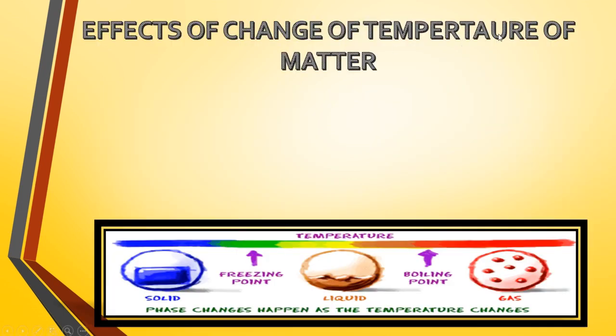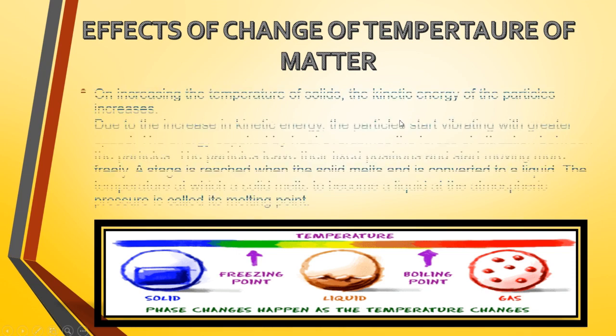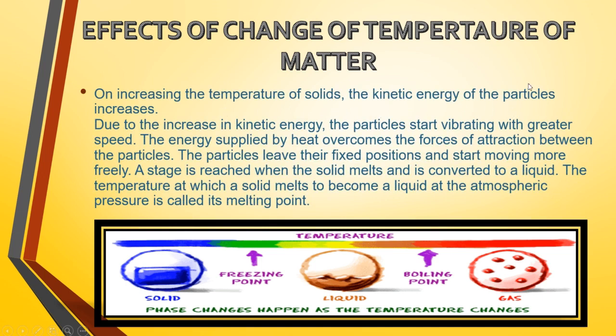Effects of change of temperature of matter. On the basis of temperature, different kinds of effects occur, and the state of the matter also sometimes changes. On increasing the temperature of solids, the kinetic energy of the particles increases. If we increase the temperature of solids, then the kinetic energy of the particles present inside the solid increases. Due to the increase in kinetic energy, the particles start vibrating with a greater speed.